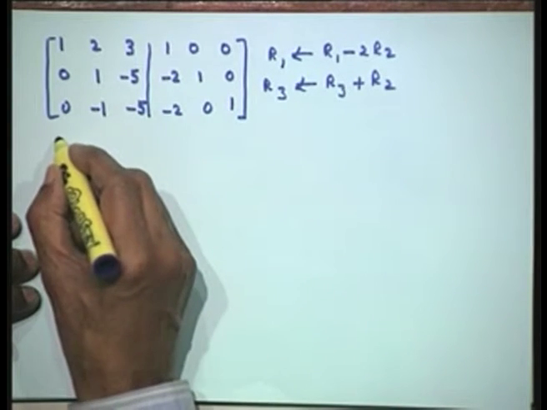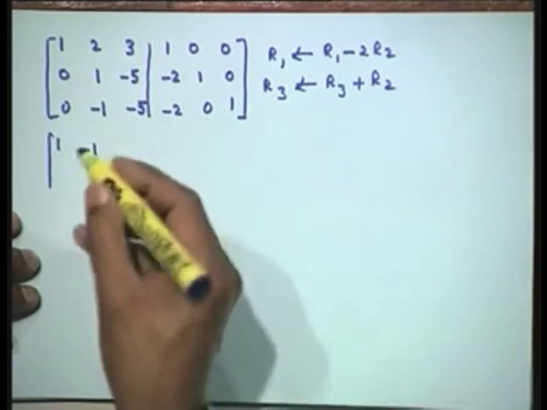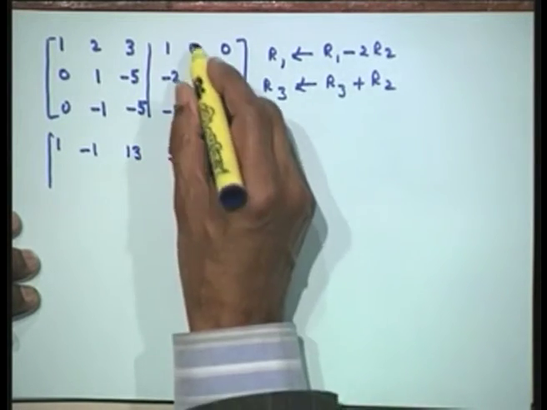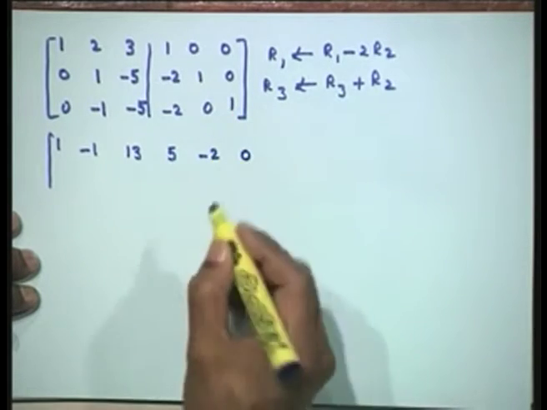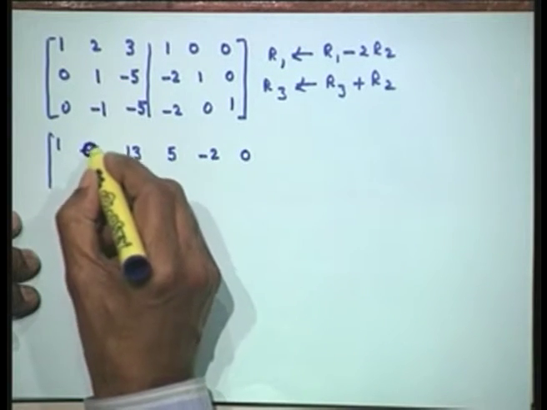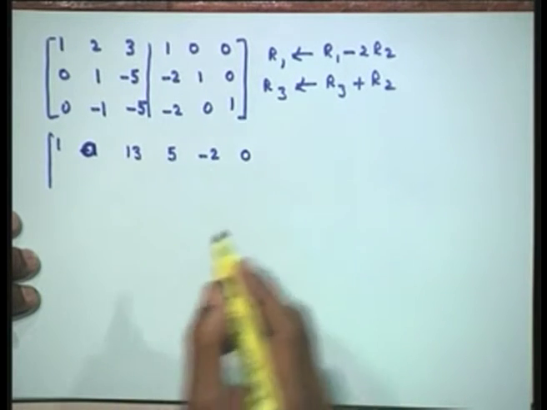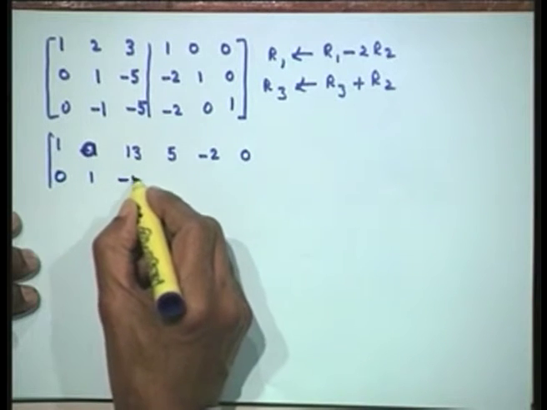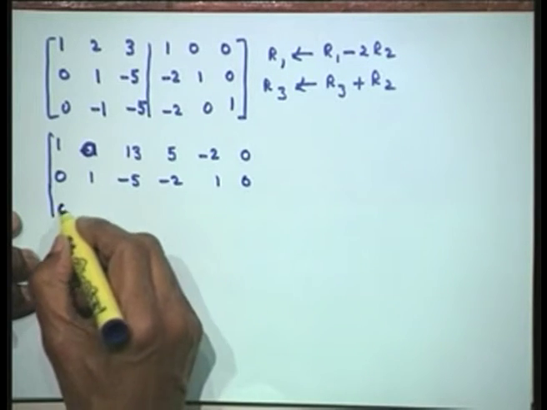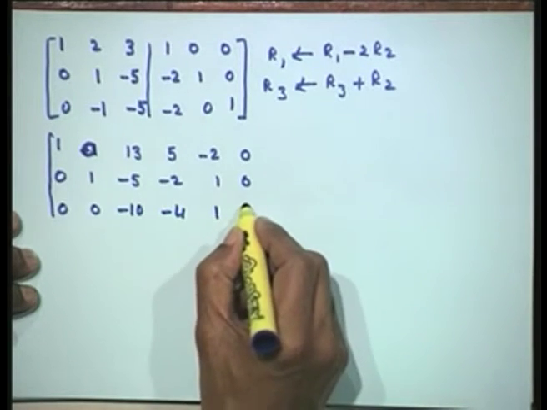Now, this will give us 1, subtract by 2 that is equal to minus 1, this is 13, this is 5 minus 2 0. So, I am multiplying all of them by 2 and subtracting them. Then the second row stays as it is. The third row is row 3 plus row 2. So, I will have minus 1 0 minus 4 1 1.